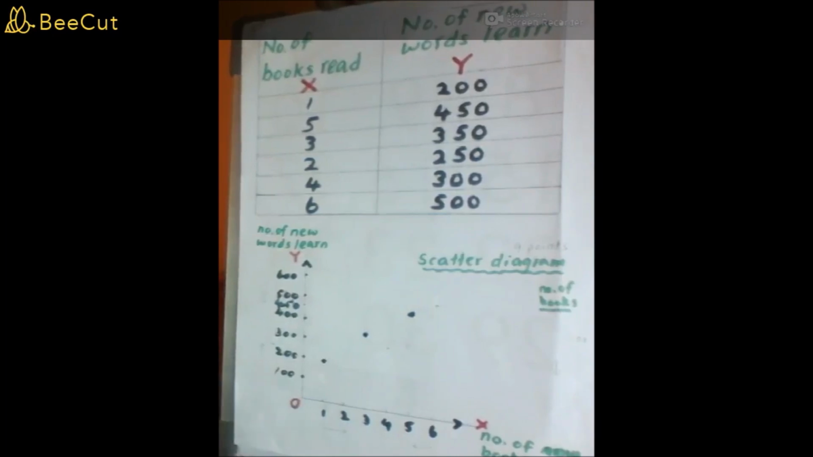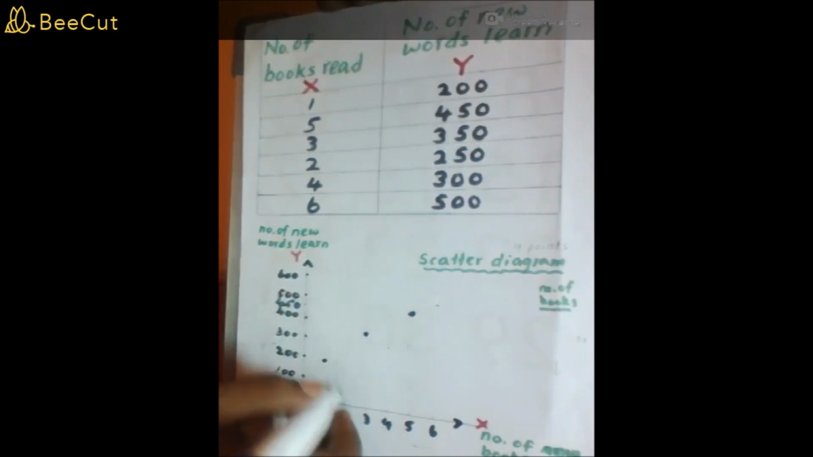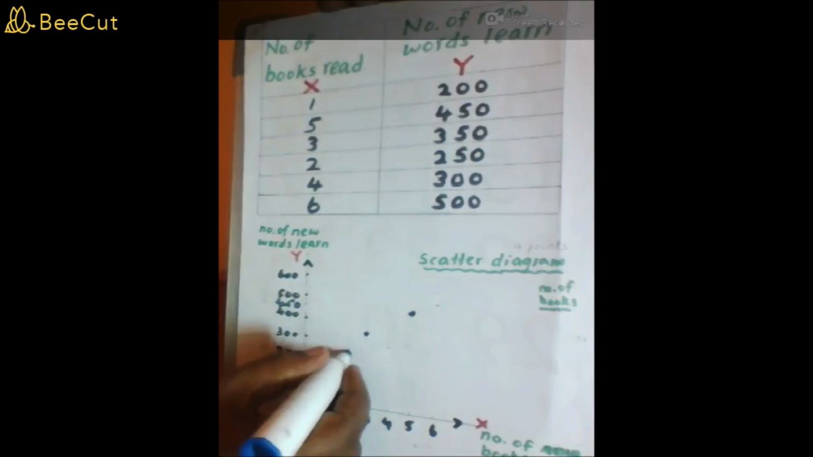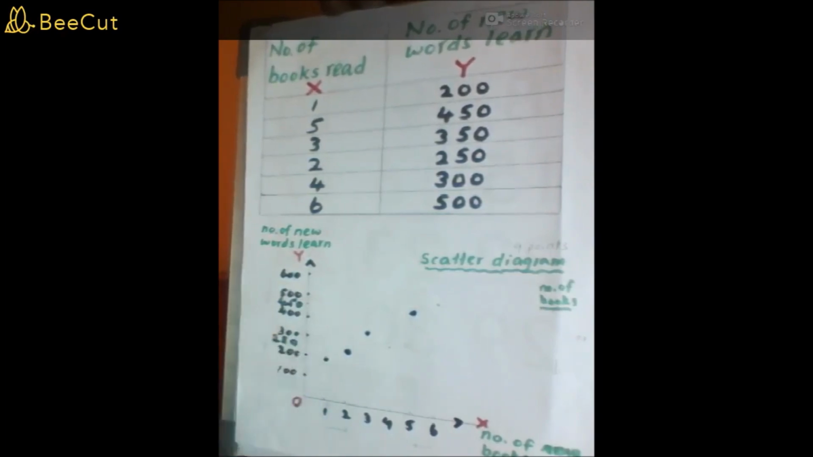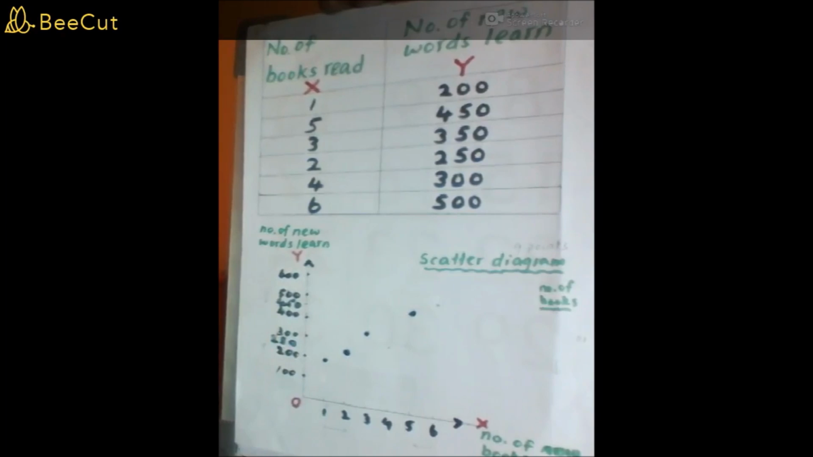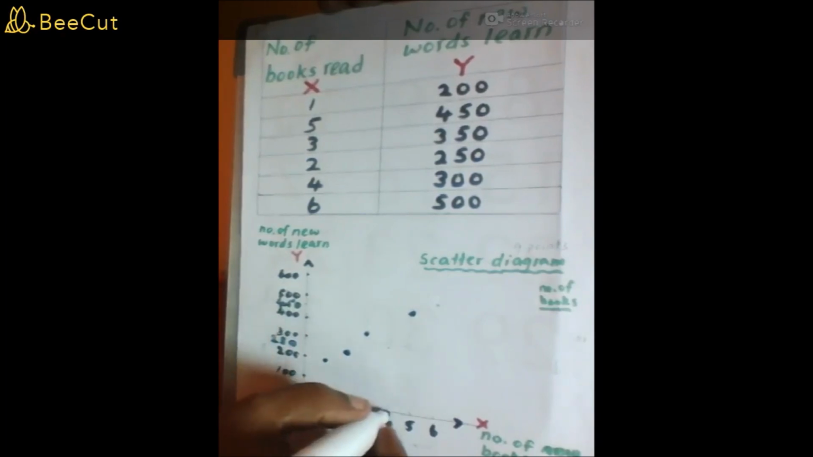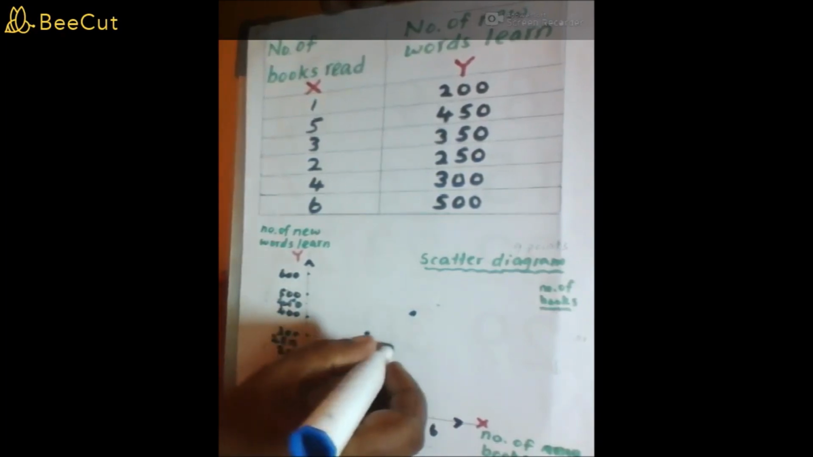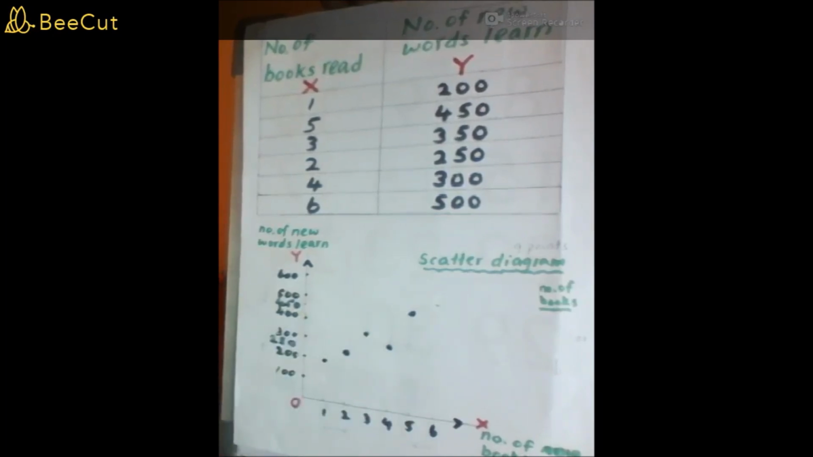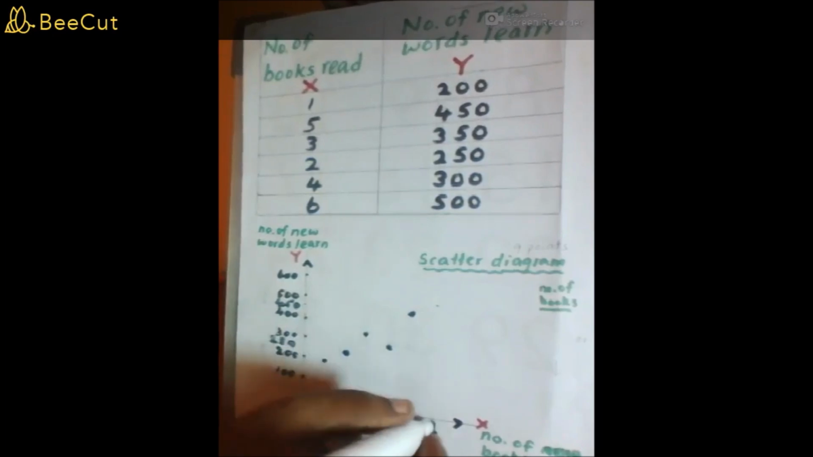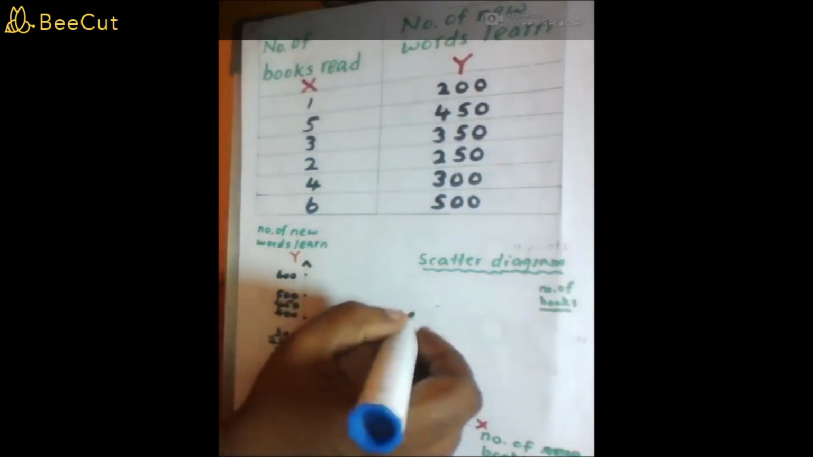2 books, 250. 4 books, 300. Then 6 books, 500 new words.